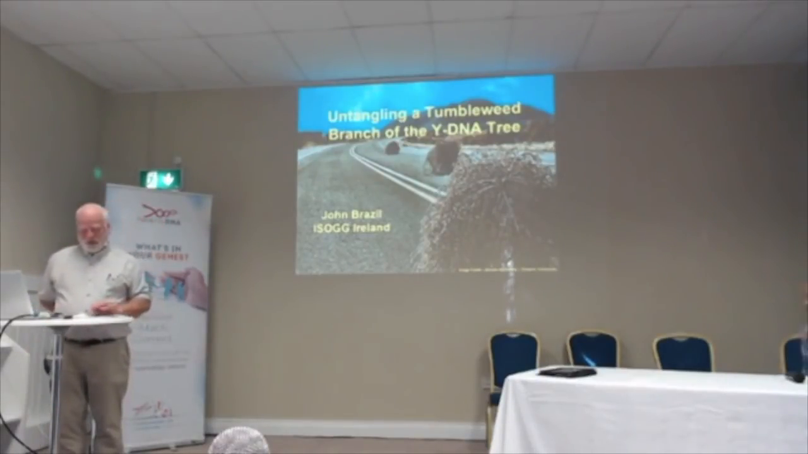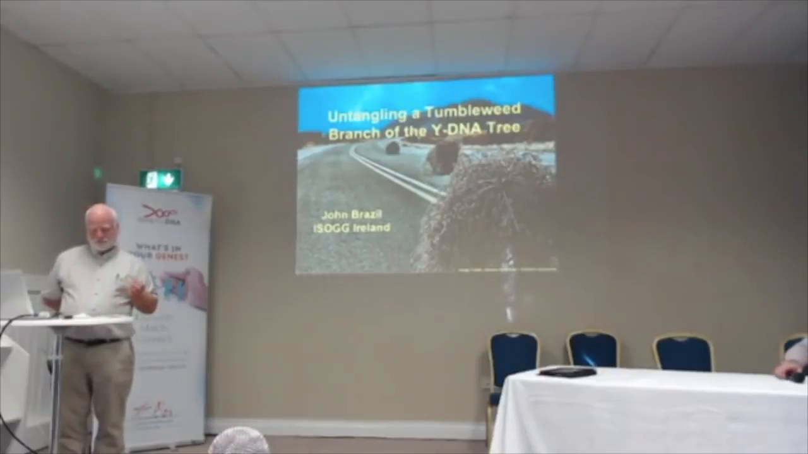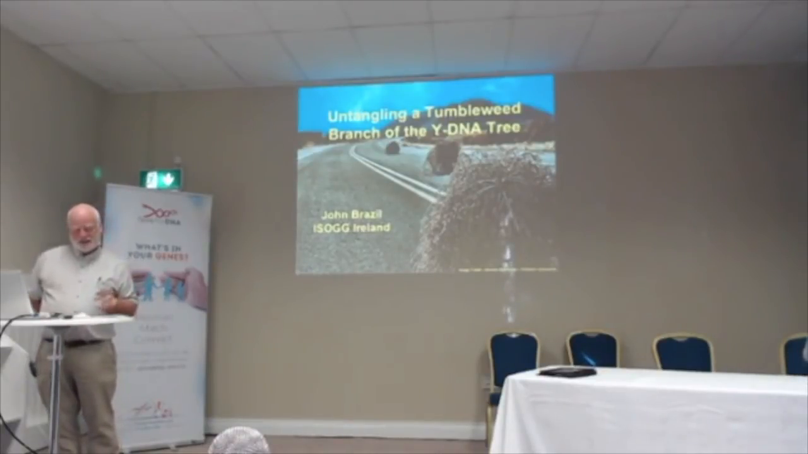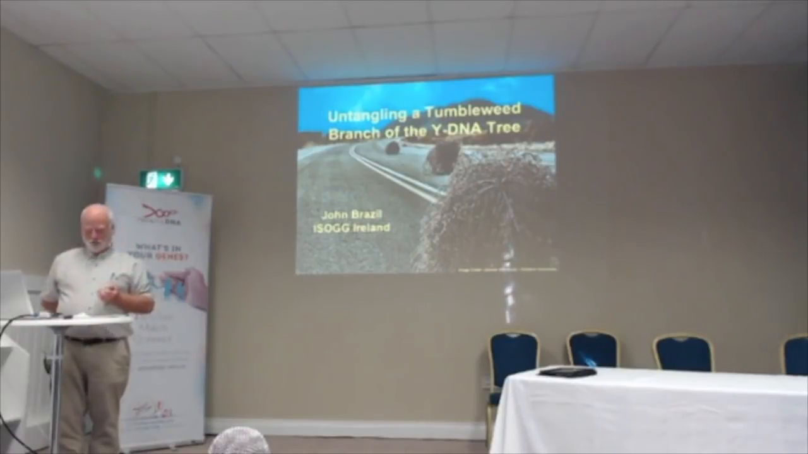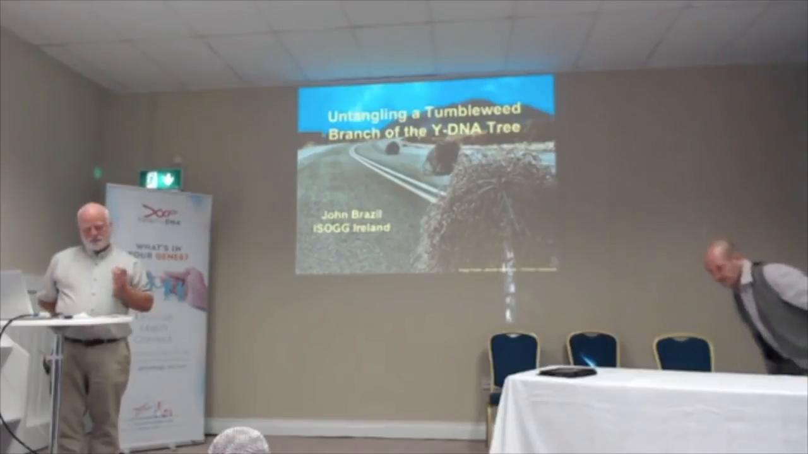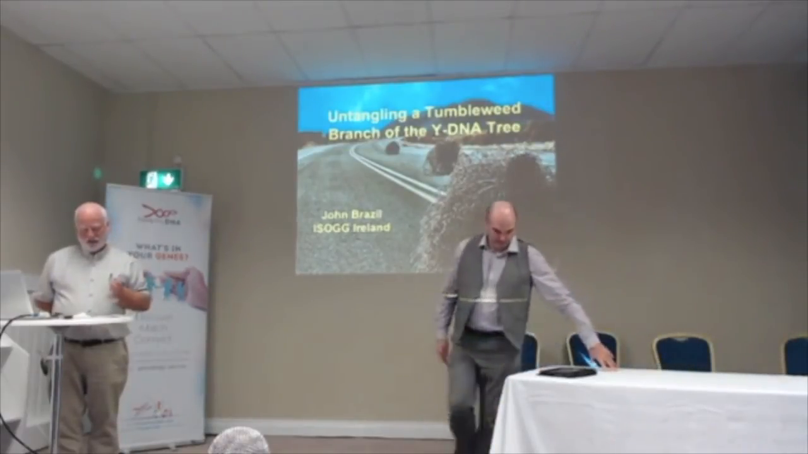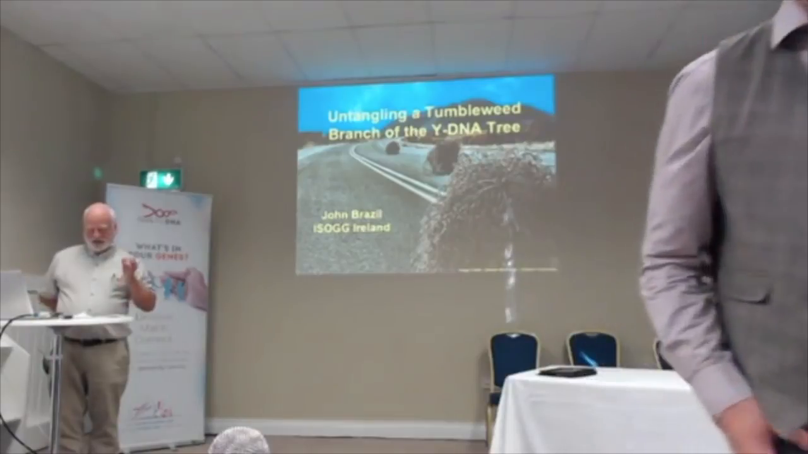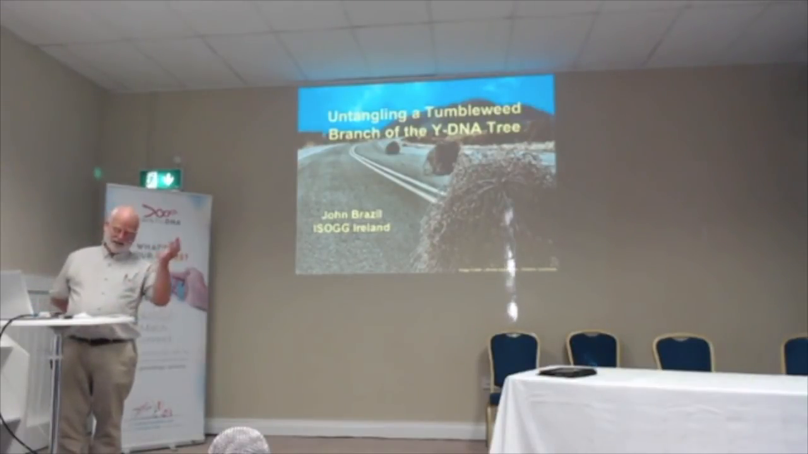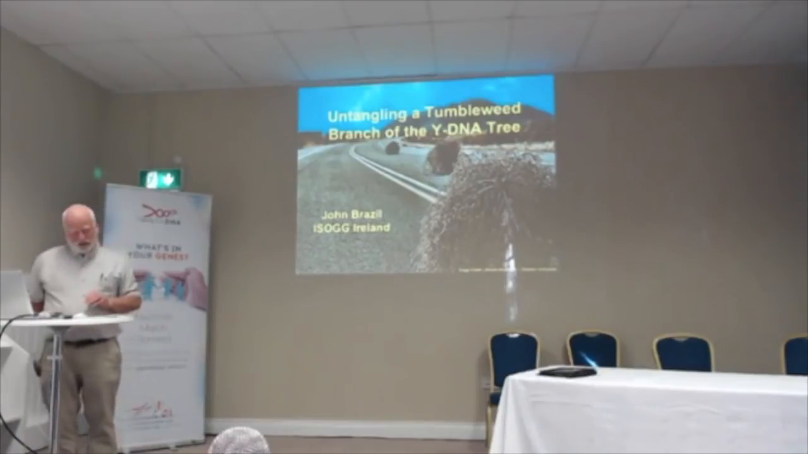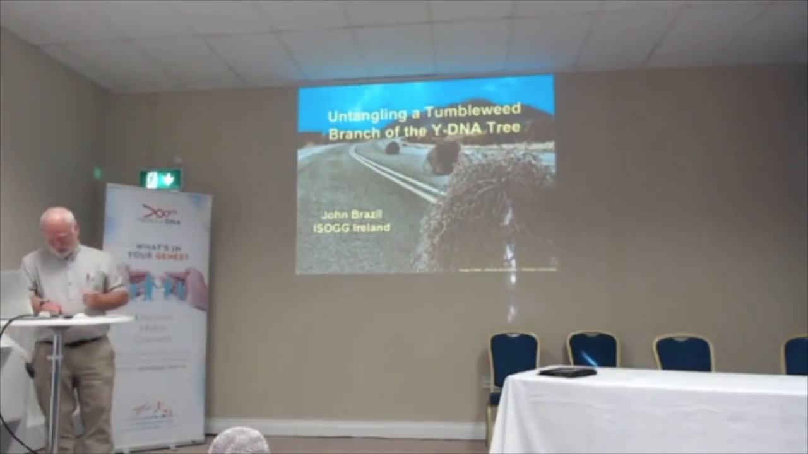Why did I use the image of a tumbleweed? Well, it's a plant that breaks off from its stem, and it disperses its seed as it's blown by the wind. And it's a really good example for this particular branch of the YDNA tree that I'm going to describe, because this is a branch that's found itself at frontiers, particularly in the American Southwest, and it's an invader from Eurasia like the R1Bs.